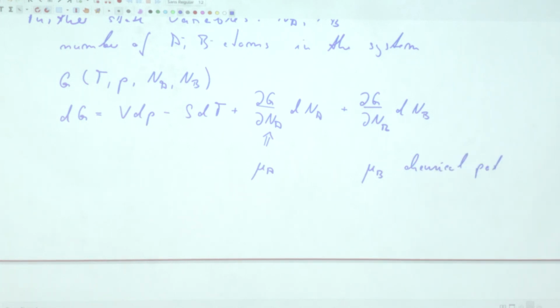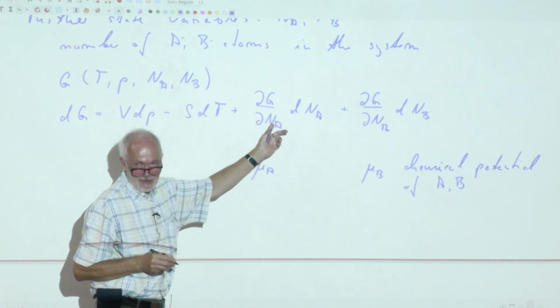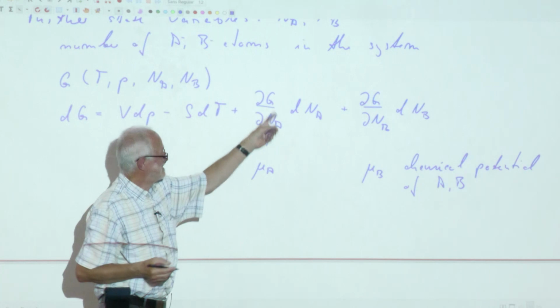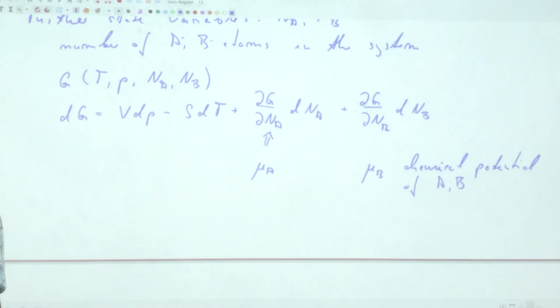Chemical potential of species A and B. There's one weak point, not very weak. N is an integer number, so many atoms. So how do we take the derivative with respect to an integer number? But since normally we are dealing with a large number of atoms, nobody cares for that.